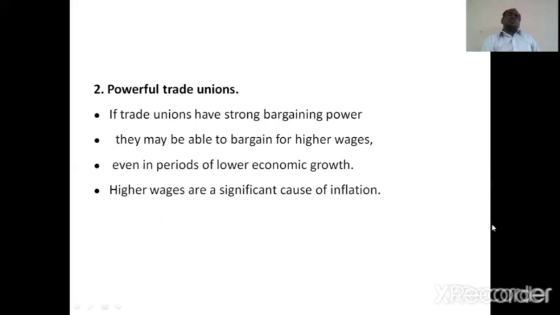The second cause was powerful trade unions. Even though there is a weak economic situation in any country, if the trade unions have strong bargaining power, they may be able to bargain for higher wages. They may demand higher wages for the labor, so even in periods of lower economic growth, higher wages are a significant cause of inflation. Though there are higher wages, the productivity is low and the supply side is shocked or short. So it will be a loss for the business entities. This will also cause a rise in prices and an increase in inflation.